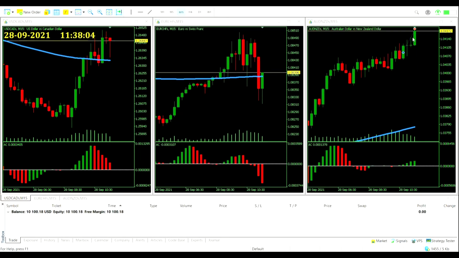And we get the trigger there. Our take profit goes. What a trade. $100.18. You can see the run up there from blue to red. That is good. The first trade a winner.